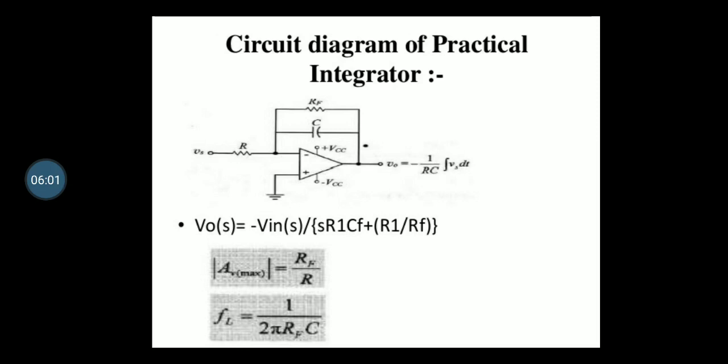If the input frequency is lower than FL, then the circuit acts like a simple inverting amplifier and no integration results. If the input frequency equals FA, then 50% accuracy results. If the input frequency is 10 times FL, then 99% accuracy can result.